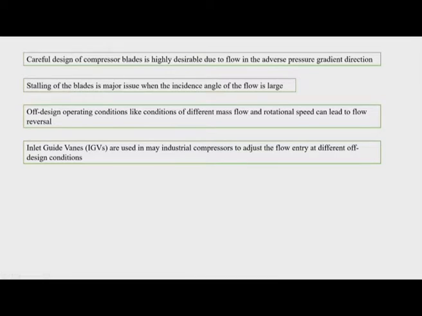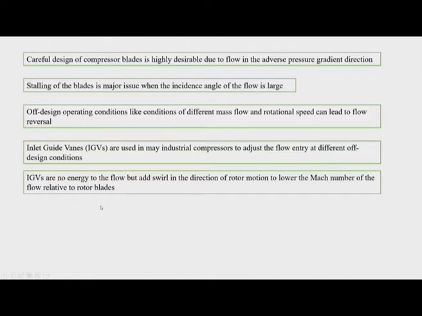In such cases inlet guide vanes are used, but inlet guide vanes are generally used for industrial compressors, since they add to the weight, and that is why they are not generally preferred for aircraft applications. Inlet guide vanes are generally used for industrial applications, so that we can avoid the off design operating problems of the compressor blades.